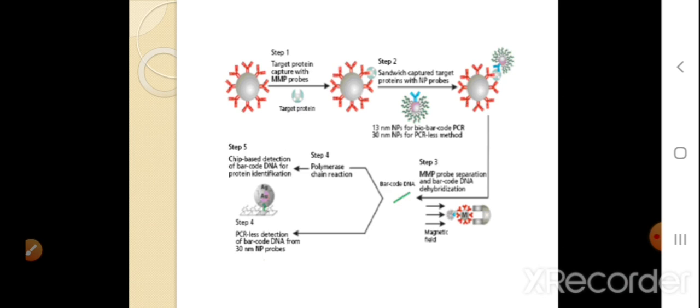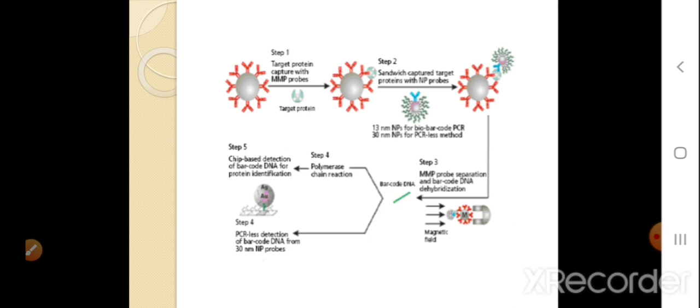Here, in the first step, the target protein is captured with the magnetic microparticle MMP probes. The target protein is your PSA, so your MMP goes and binds to it. In step 2, a sandwich is formed. How is it done? It is done with another nanoparticle, the 13 nanometer NP for biobarcode PCR. This comes and binds to the target protein, so the target protein is now sandwiched between the MMP and the NP.